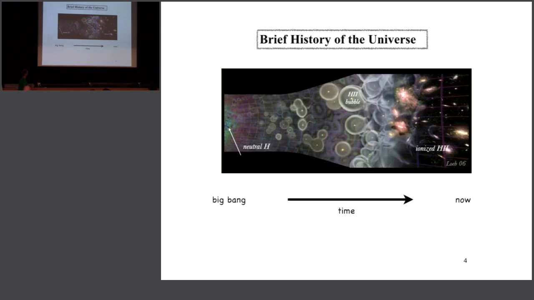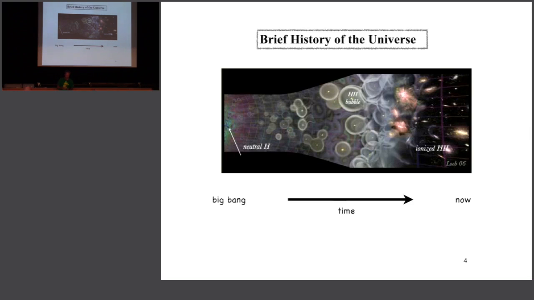So these bubbles grew and grew until eventually the amount of space that still contained diffuse neutral hydrogen was basically gone. And when that happened, we basically say that reionization was complete. There's still a lot of neutral hydrogen gas left, but only in the densest gas.